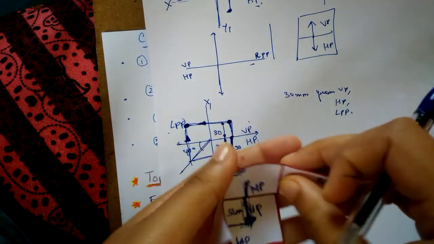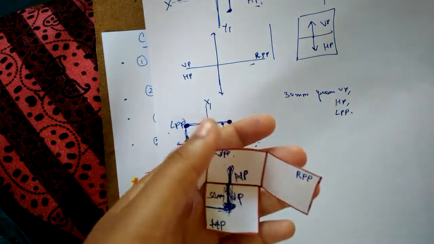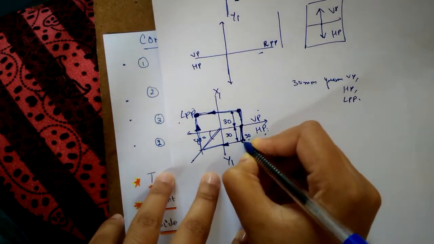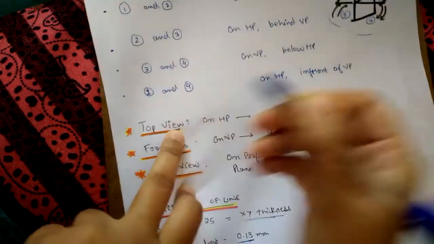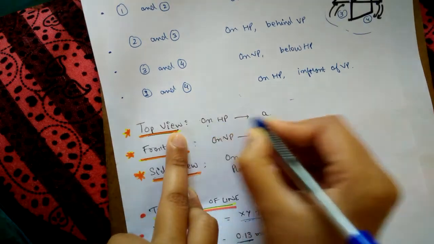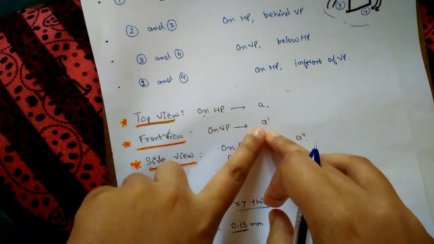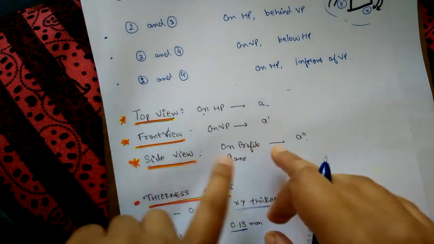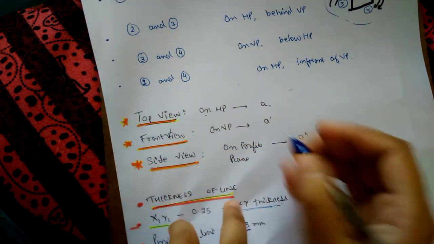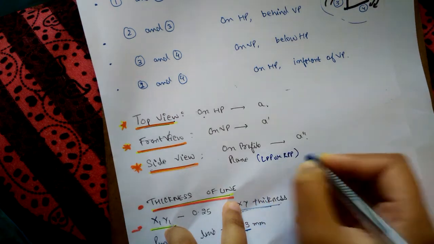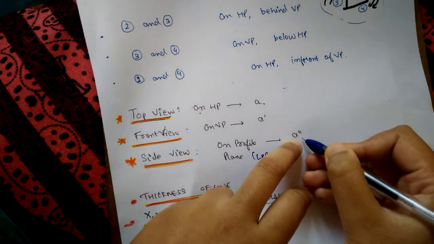Now there are 4 conditions. What are the 4 conditions in the first angle view? To represent the point in HP, VP and RPP, we have some notations. The top view is represented on HP and is marked as A. The front view is represented on VP and is marked as A dash. The side views are represented on either of the profile planes, left or right, according to the question, which are not most in use, and it is marked as A double dash.